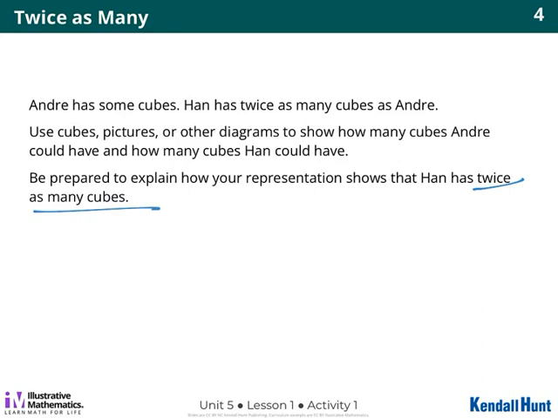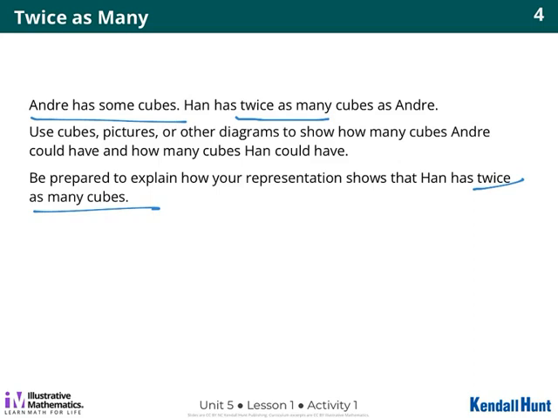Okay? Guys, I want you to get with your math partner. We're going to come back in 10 minutes and share. All right, so I think most of us got the gist. Andre has some cubes. Han has twice as many. You should be thinking multiplication. Twice would mean 2, and then twice as many, well, we're thinking times.